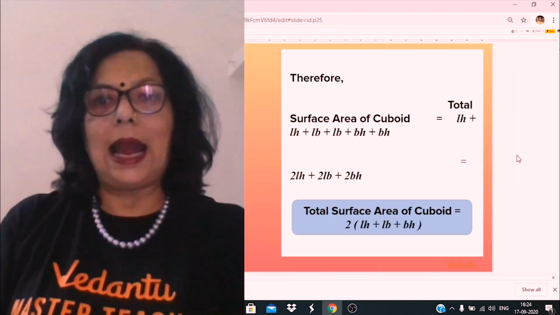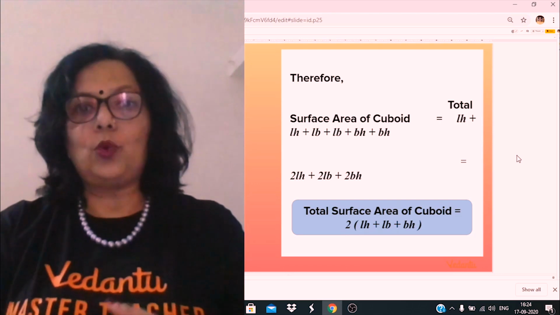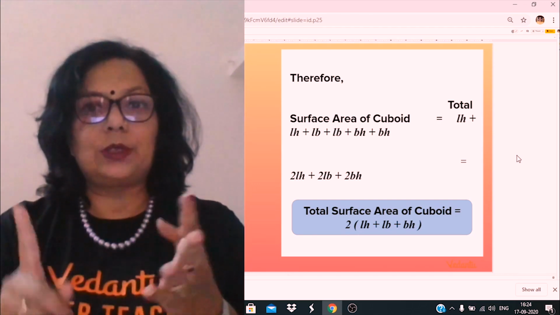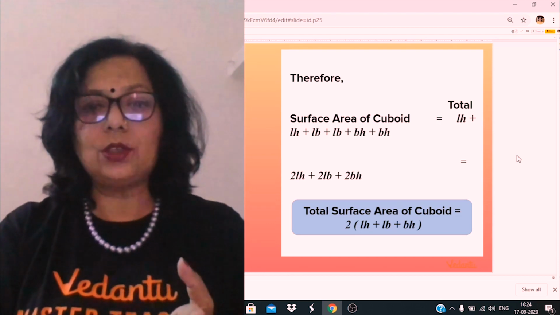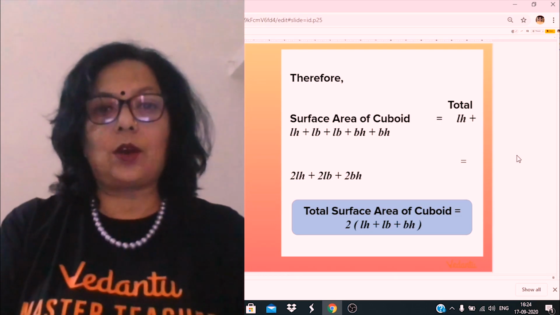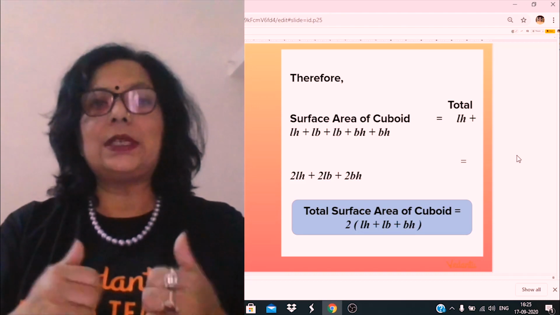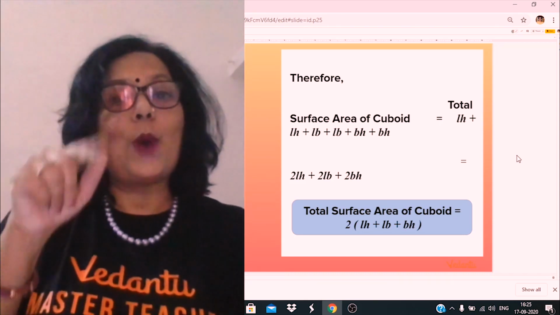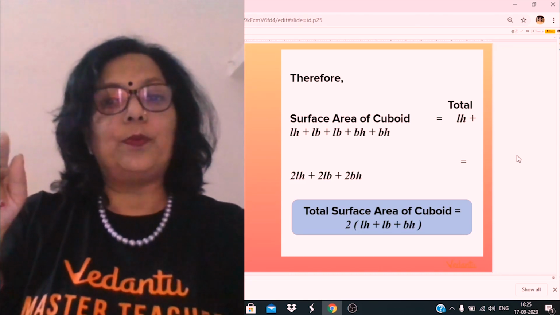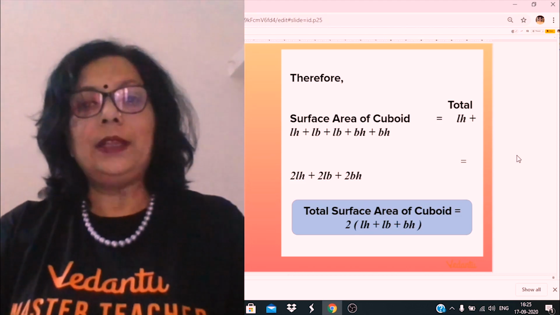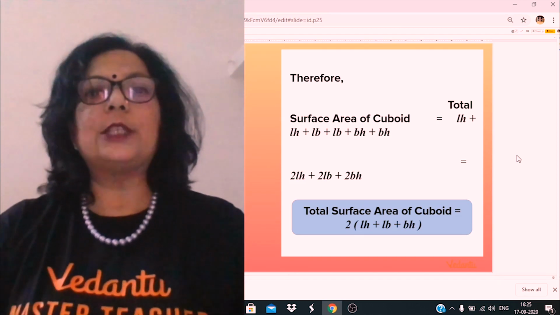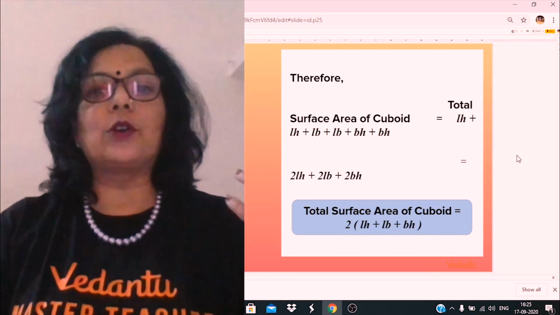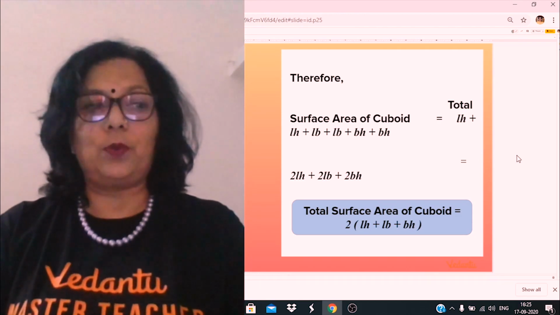So when you add these, length into height 2 times, length into breadth 2 times, breadth into height 2 times, you get 2 LH, 2 LB, and 2 BH, out of which you take 2 common. So the total surface area of a cuboid is twice of length into breadth plus breadth into height plus length into height. So how do you learn it? Twice of LB plus BH plus LH. This is the formula for the total surface area of a cuboid.